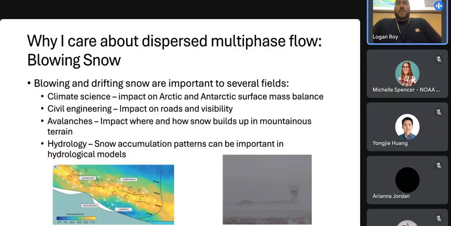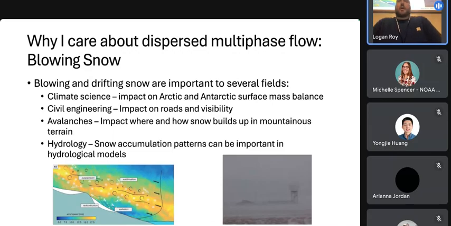Why I care about it personally, I'm studying blowing snow. That's my actual project, which itself has lots of different applications. So I'll just go over those briefly. It has a pretty large impact on the Arctic and Antarctic surface mass balance, which is really critical for climate models. Shows up in civil engineering. There's a photo here at the bottom right, which shows a ground blizzard. So understanding how to predict that and how that affects visibility is important for civil engineering and roads.